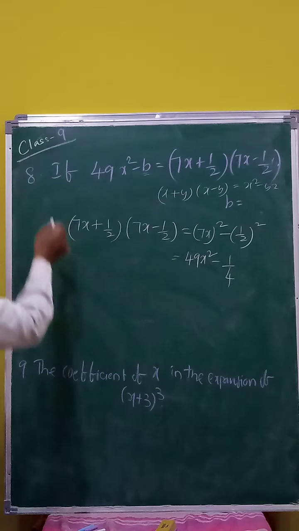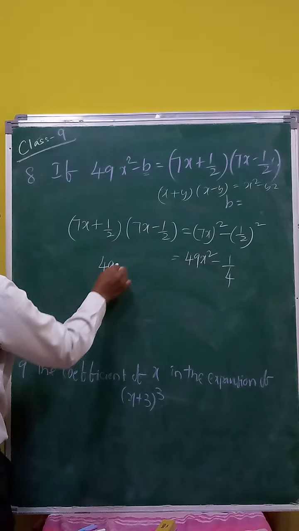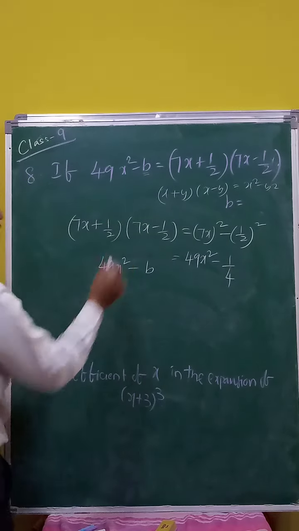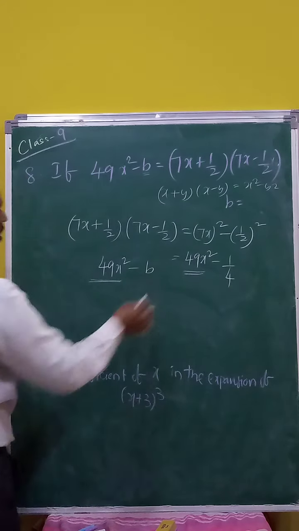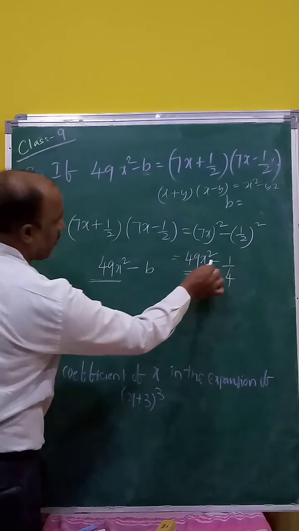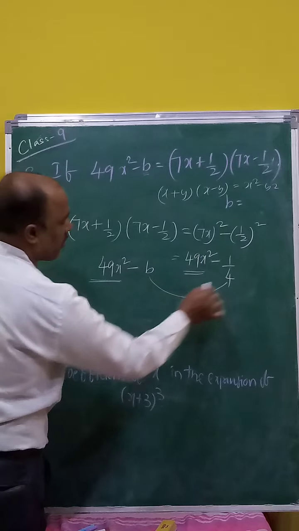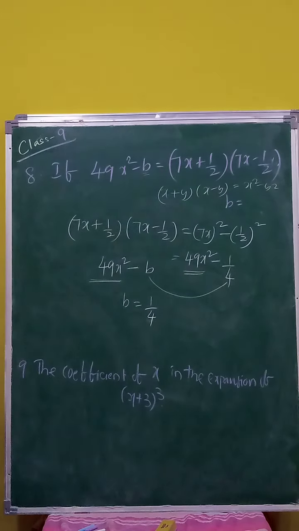Now compare to this one. What is given here? LHS side, 49x square minus b. Observe children here. First term is equal to same 49x square, 49x square. Here exactly minus also same. Then what is the b value here? b is equal to 1 by 4. b value is 1 by 4.